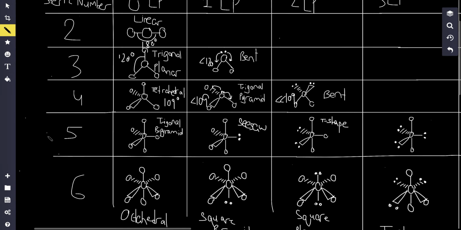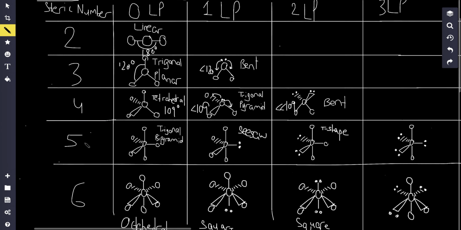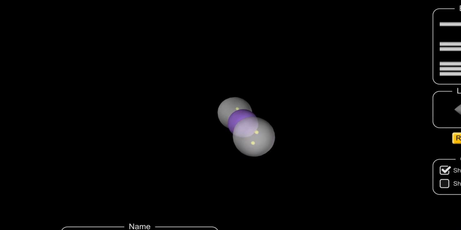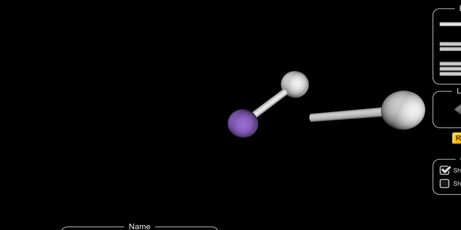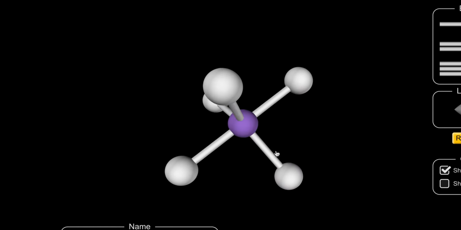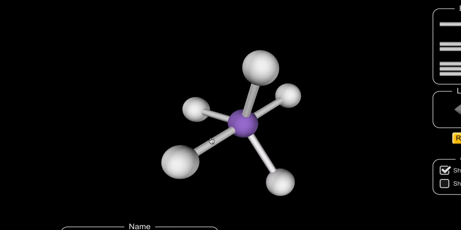Now we have a steric number of 5. So now imagine if we have a central atom bonded to 5 atoms. All right, so this is going to be a trigonal bipyramid structure. And take a look. I really like trigonal bipyramid because guess what? We have 1, 2, 3, 4, 5. This is going to be the trigonal bipyramid structure.